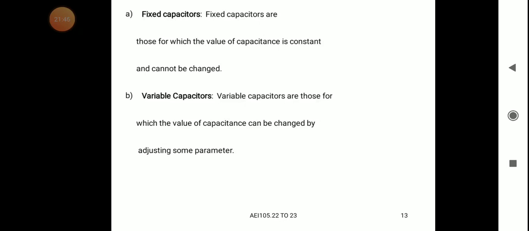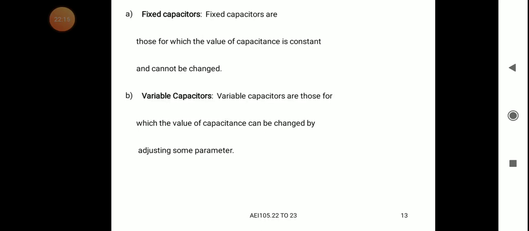What is a fixed capacitor? Fixed capacitors are those for which the value of capacitance is constant and cannot be changed. The meaning is that if you want to use a capacitor with only one value in a circuit, it has only one value. That's why it is called a fixed capacitor.